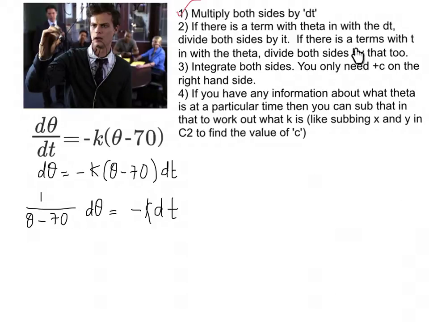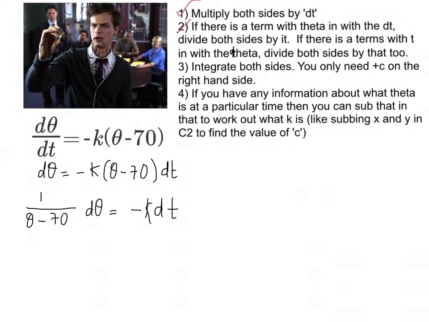Okay, we're done. If there is a term with t in with the d theta, that should say, let's put a d in there. Silly Reed, you forgot that d there. In with the d theta, then divide both sides by that too. So here's the d theta here, but we've got no terms here to do with t, so that's fine. Okay, that's that one done.